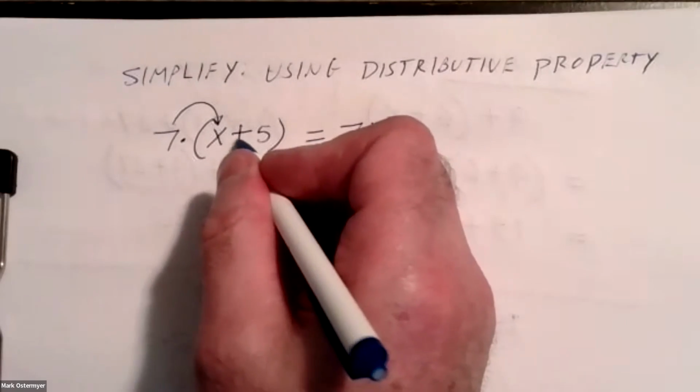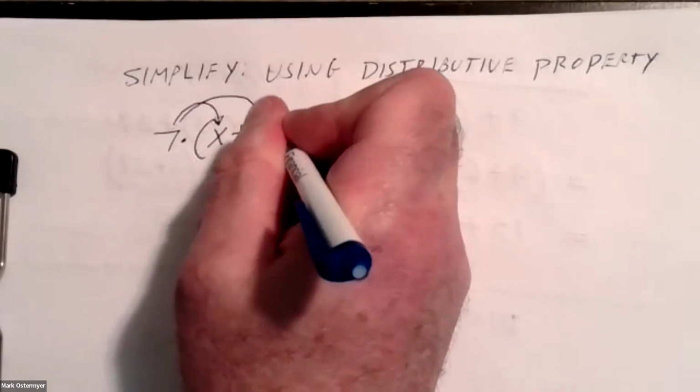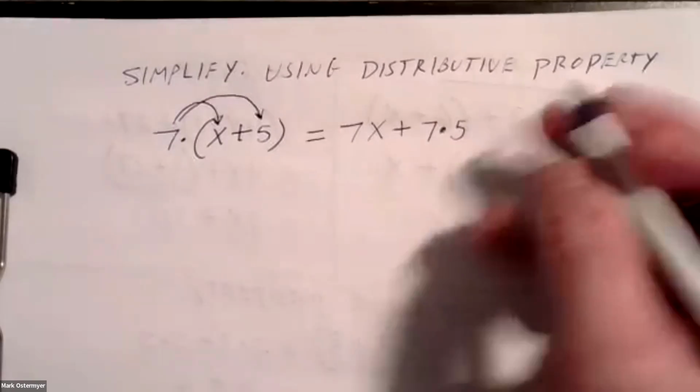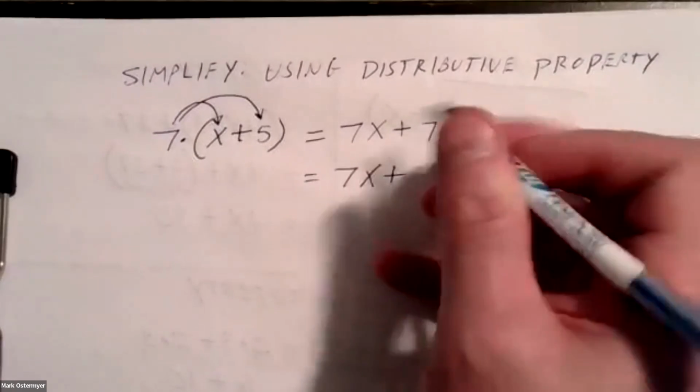What sign do I put here, plus or minus? Plus. We got a plus sign, so put the plus sign. Then we're going to take 7 and multiply it by what? By the 5. 7 gets multiplied by the 5. Hence, we're going to have 7x plus what's 7 times 5? 35. And you got your answer.